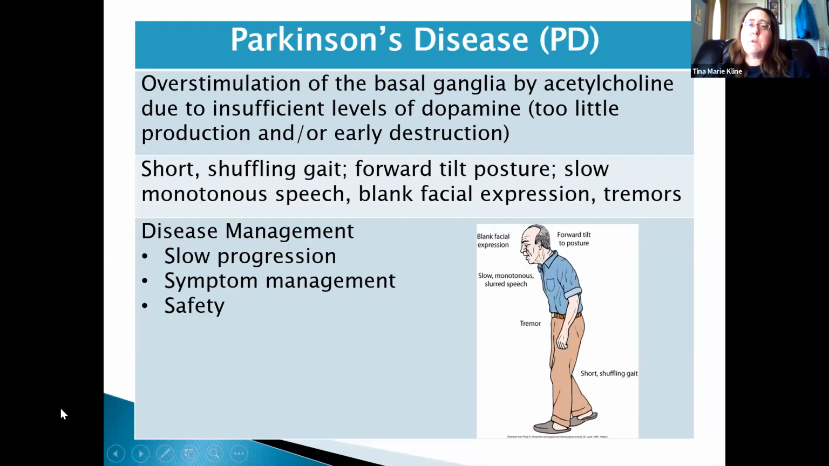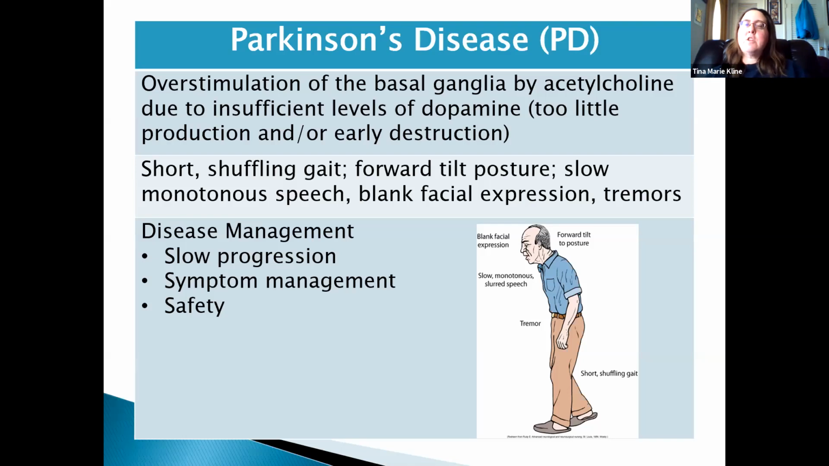Okay, so we're going to switch over to Parkinson's here. In Parkinson's, there is overstimulation in the basal ganglia part of the brain. And again, we have our good old friend acetylcholine. Basically, when we talk about a balance, you have the neurotransmitter acetylcholine and you have dopamine. There's some other stuff too, but those are the two big ones. So there's too much acetylcholine because there's not enough dopamine. And really what causes the Parkinson's symptoms is this excessive acetylcholine and not enough dopamine.